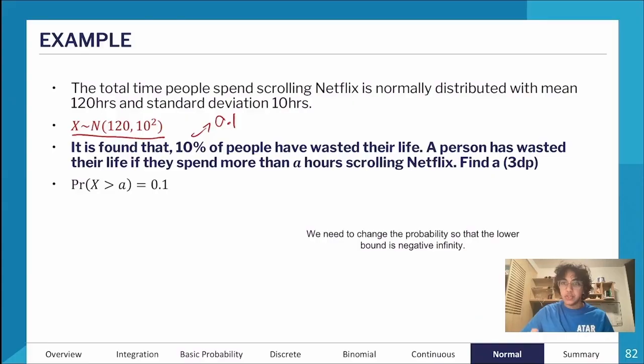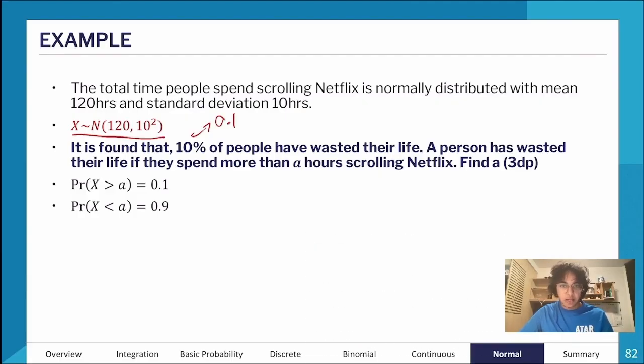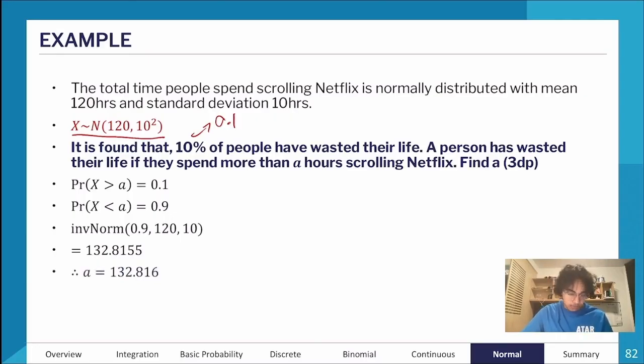So we can use probability of x is greater than A is equal to 0.1. So we need to change it so that it's on the left, right? So x is less than A. We're using that complement rule. I'm just doing 1 minus 0.1, which gives me 0.9. And then I can chuck that into my calculator. So inverse norm is a function under probability as well. And that gives you 132.816.